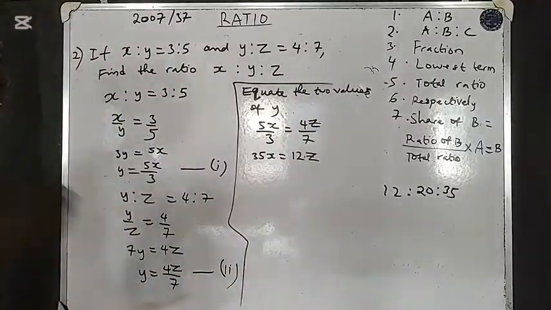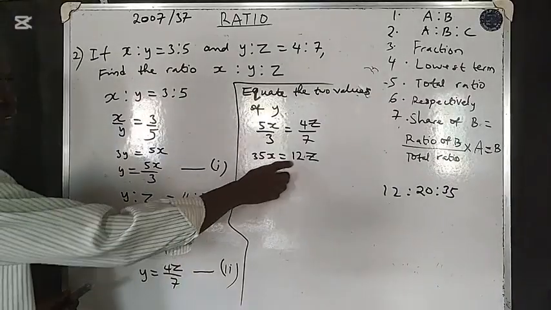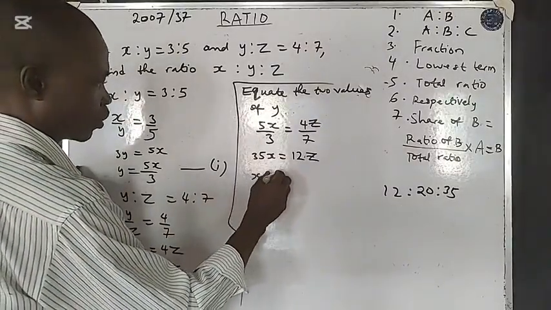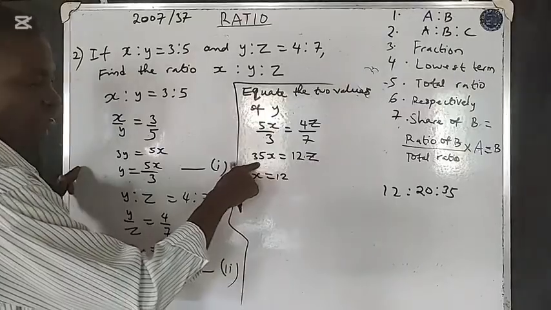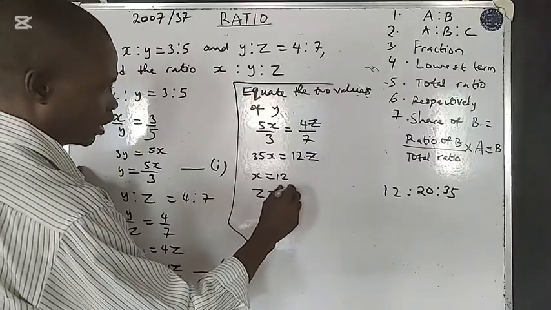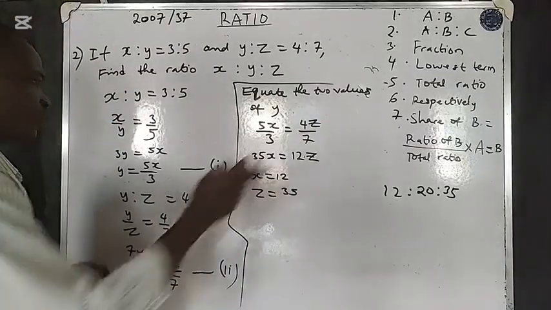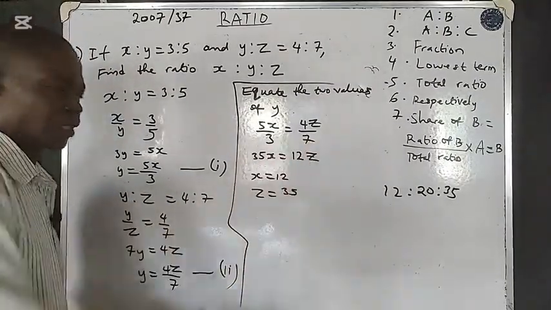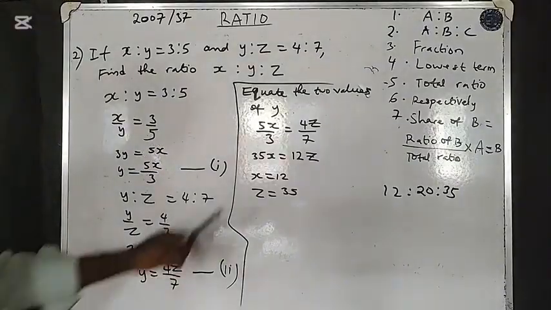So what this implies is that x is equal to 12. So let's write it. x is equal to 12 and z equals 35. That is the short way to do it. That's the fastest way. Any other way is longer than this. So let's keep to this one. Now we have known our x and our z.